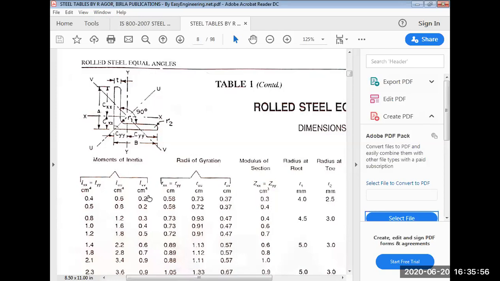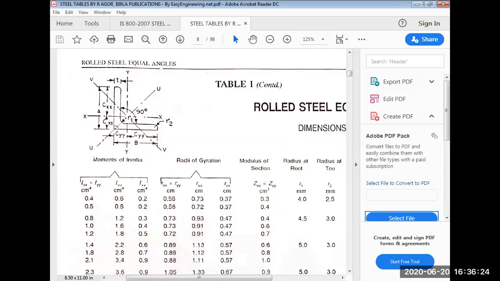See here, the values are given in centimeter. We have to convert into mm while using for the calculation. Then radius at root. Here the root is there. This curvature part is there. See my cursor here, curvature part is there. So root radius is given. Then that R1 is given. Where is R1? Here R1 is there. Then R2 is there, maybe here at the end R2 is there.